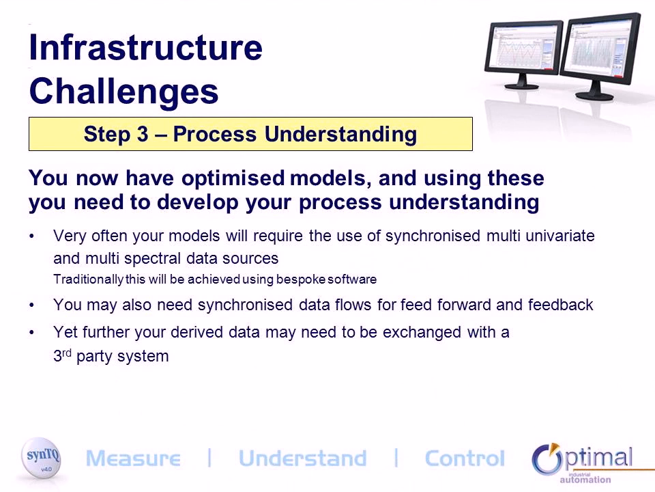Now that you have optimized your model or models, you need to develop your process understanding. Process understanding is critical to PAT. To develop process understanding, you will have to run experiments, probably DOE, in order to understand the mechanistics of your process. To do this, you will have to run your instruments, maybe multiple spectral instruments, maybe multiple univariate data sources, synchronize these data sets, bring them up to your models, and you may even need to synchronize data for feedback and feed forward.